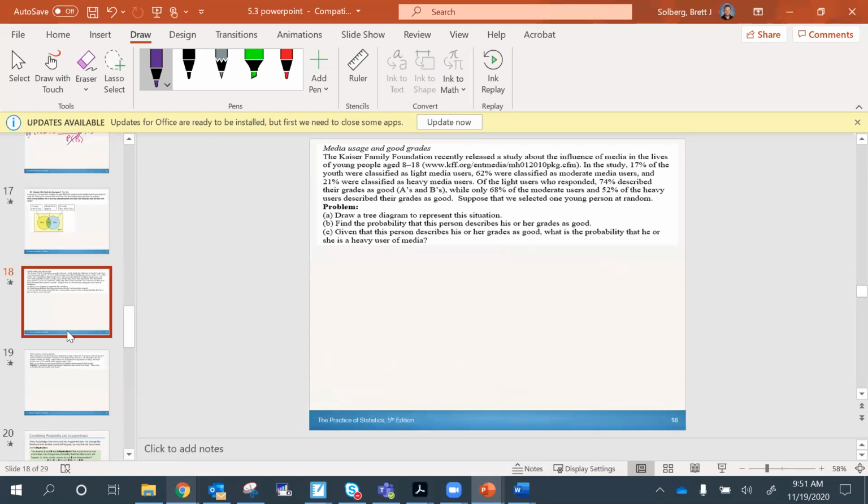Okay, so now let's draw a tree diagram. First, we're going to split it by their media usage, and then we're going to split it by the grades. This is going to have 3 branches, because in the media they had the light, the moderate, and the heavy. So I'm going to say that's light, moderate, and heavy. It was given that only 17% of them were in the light, in the moderate it was 62%, and then heavy was 21.